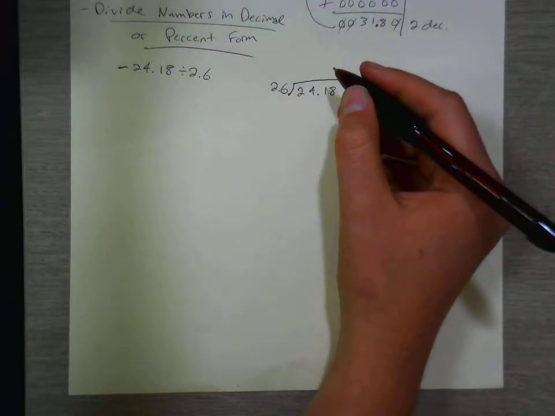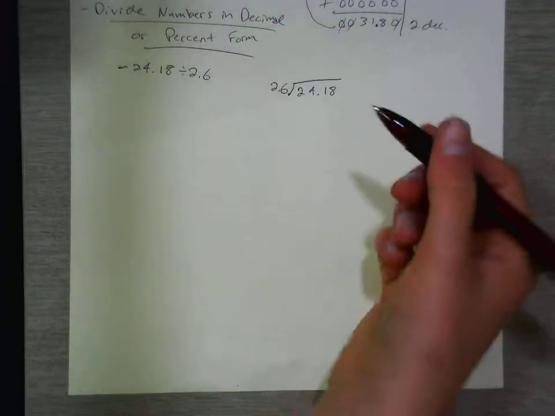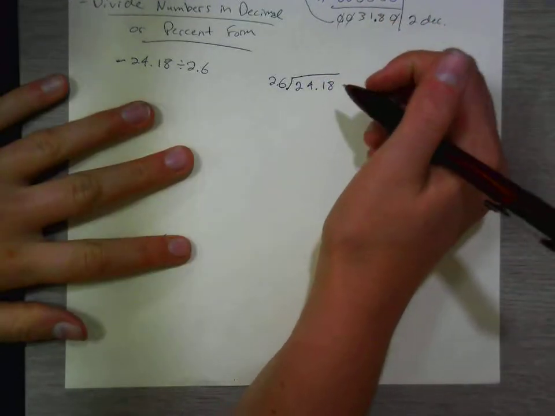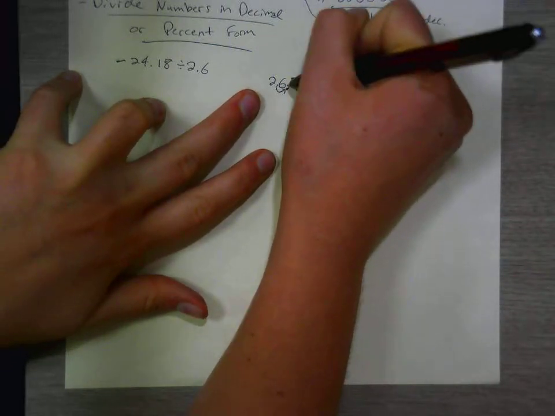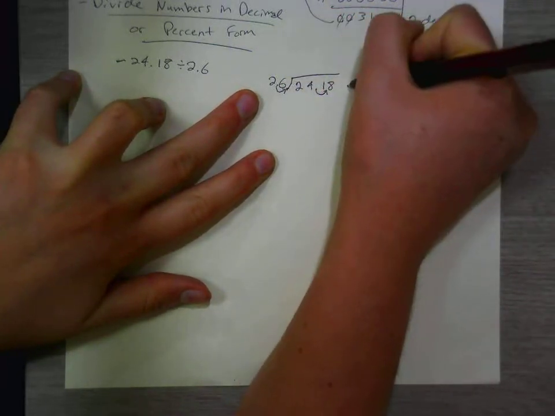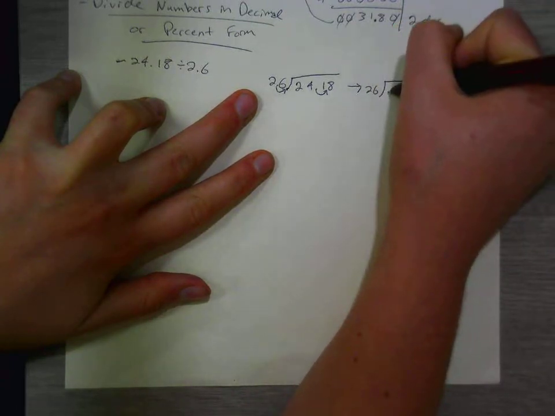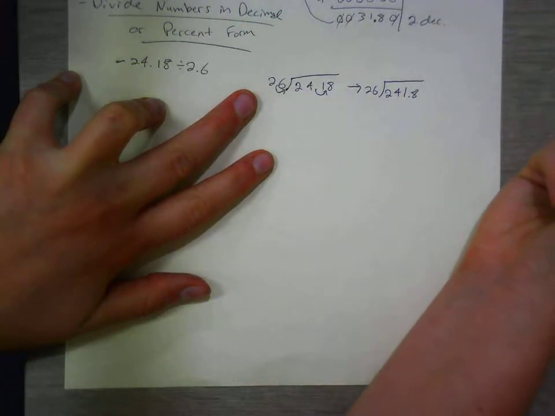Then you are going to divide the two decimals without their signs, because we'll figure out the sign at the end. So divide it like that, but we need to move the decimal places so that we're not dividing by 2.6. So move that one over 1. Because you moved this one over 1, you can also move this one over 1. So it becomes 26 and 241.8. Okay?